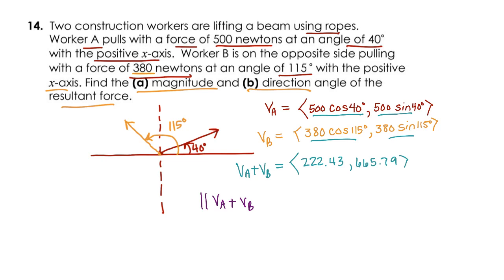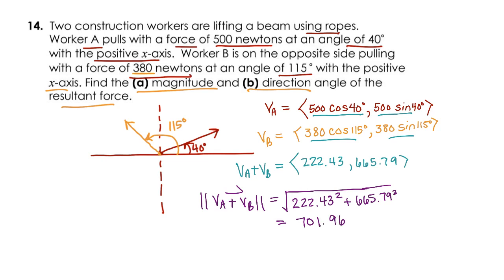my goodness, is going to be equal to, and we're going to have the square root of 222.43 squared plus 665.79 squared. And so that magnitude there is going to be 701.96. So that's going to be our first answer, and we need our units. What was our units? Newtons.